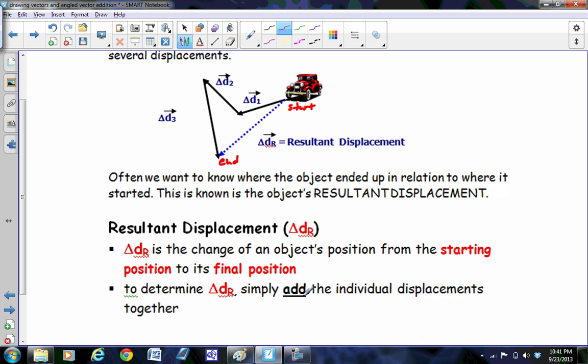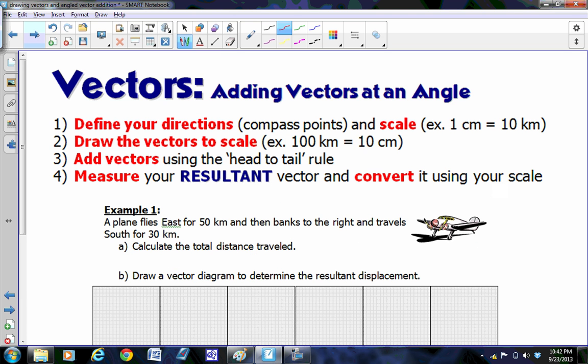And to find the resultant displacement, all you do is add the displacements together. In other words, draw a line connecting the starting and final positions. And that's the resultant displacement, and that's what we're going to be doing in this video. We're going to be figuring out what the overall displacement is for a trip.